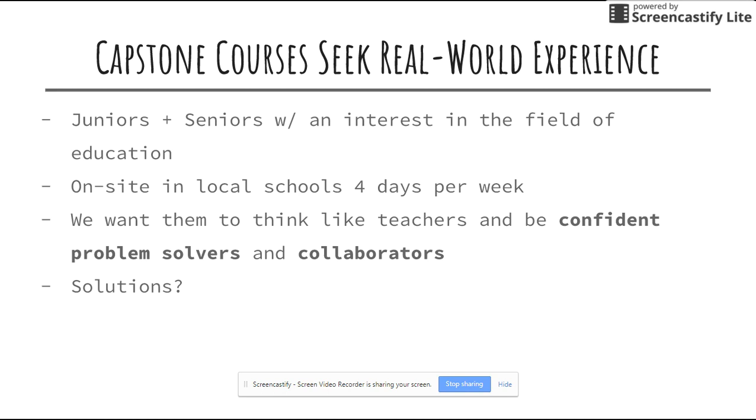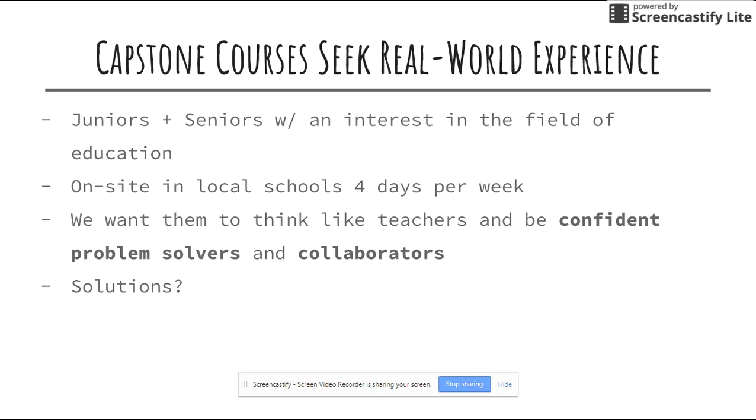So one of our goals of the class and one of the main objectives for myself and the other person that I teach it with is we want the students to think like teachers always and to be confident problem solvers and work to collaborate with one another. This is something that is very real world like. So giving them these experiences really is preparing them for college and beyond, and hopefully will give them a better idea of what they want to do in the future. So seeking real world experience was one of our questions, and obviously becoming a confident problem solver and a collaborator.